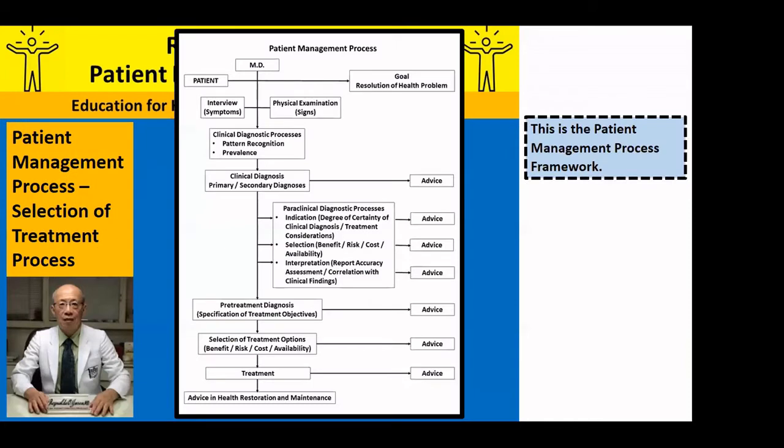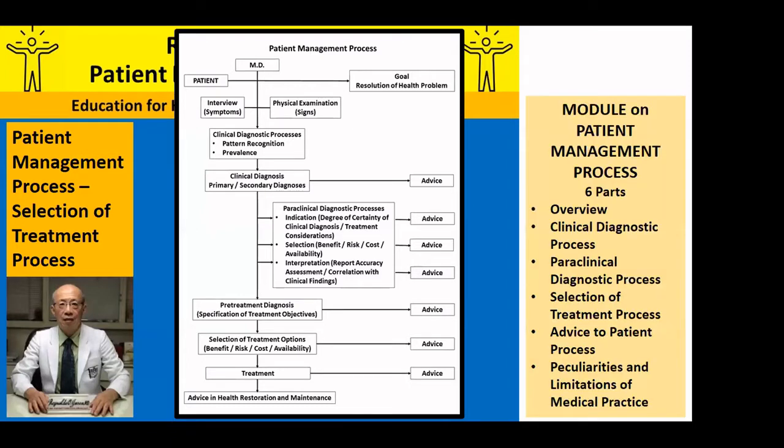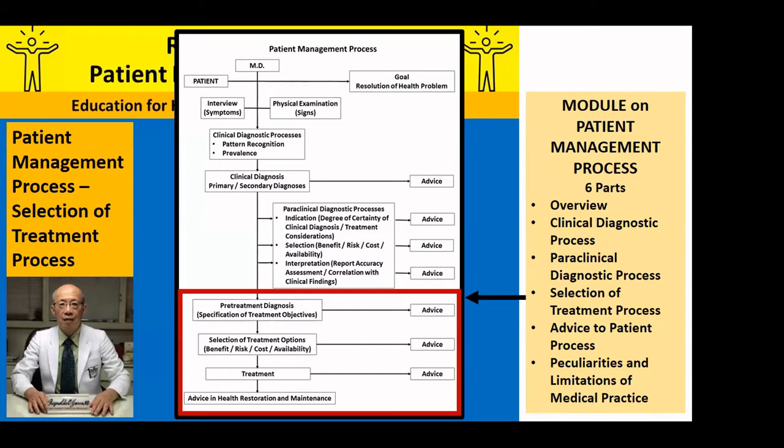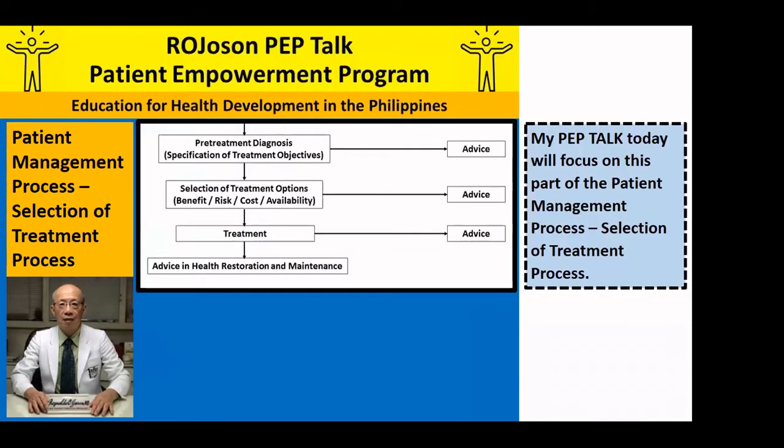This is the patient management process framework. There are 6 parts in the module on patient management process: overview, clinical diagnostic process, paraclinical diagnostic process, selection of treatment process, advice to patient process, and peculiarities and limitations of medical practice. Today, we will be doing the part on selection of treatment process. So we will be focusing on this part of the algorithm or the framework, selection of treatment process.